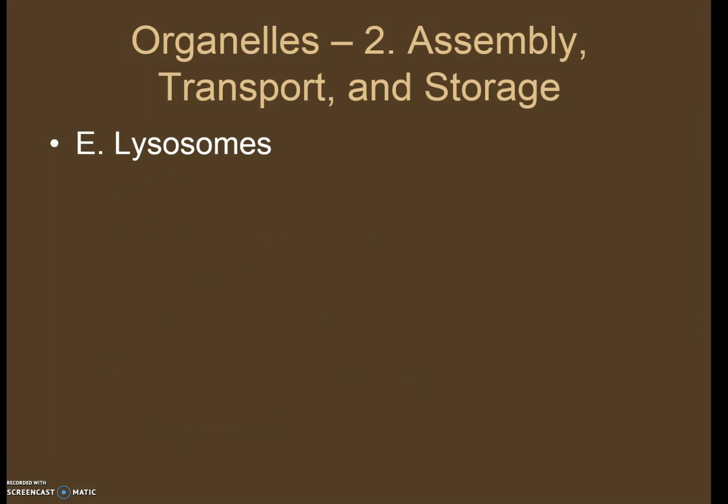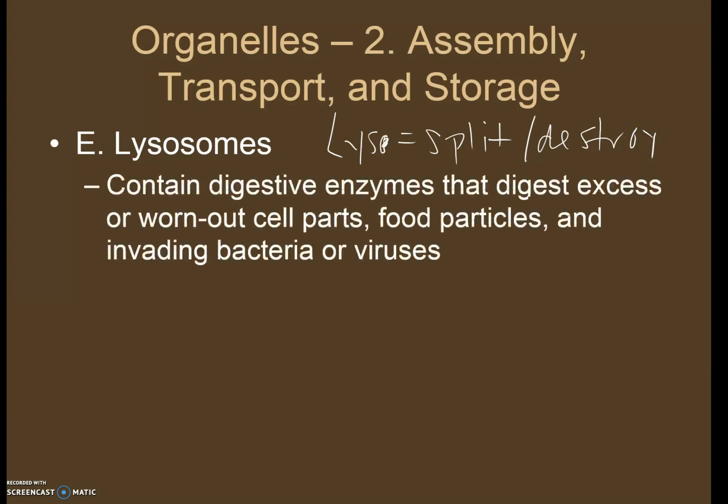Our next organelle is going to be lysosomes. Again, lyse means to split or destroy. And these are your garbage men of the cell. They travel around the cell and they break down or digest excess or worn out cell parts, food particles, invading bacteria and viruses. So this means that they are helpful in your immune system.